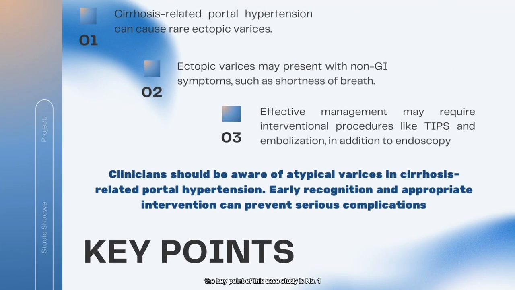The key points of this case study are: number 1, cirrhosis-related portal hypertension can cause rare ectopic varices. Number 2, ectopic varices may present with non-GI symptoms such as shortness of breath. Number 3, effective management may require interventional procedures like TIPS and embolization in addition to endoscopy. All clinicians should be aware of atypical varices in cirrhosis-related portal hypertension. Early recognition and appropriate intervention can prevent serious complications.